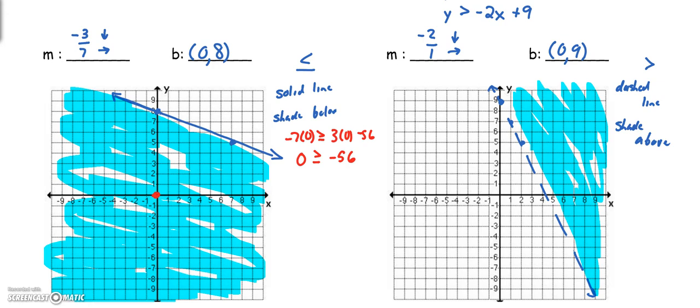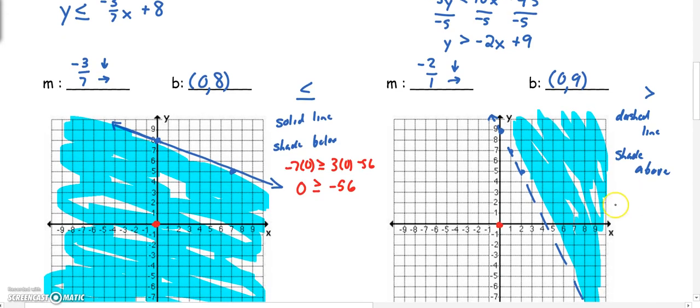Again, if I want to double check that I did my shading correct, I can test the point 0, 0. So I have negative 10 times 0 minus 5 times 0 is less than negative 45. 0 is less than negative 45. That's not true, which should make sense that that point then is not in the shaded region.